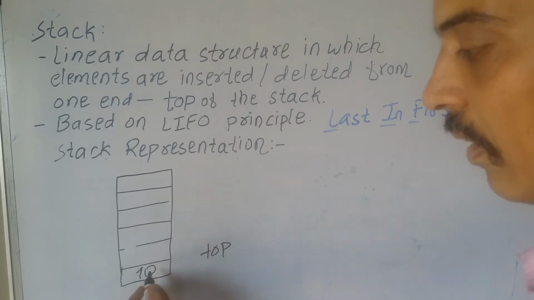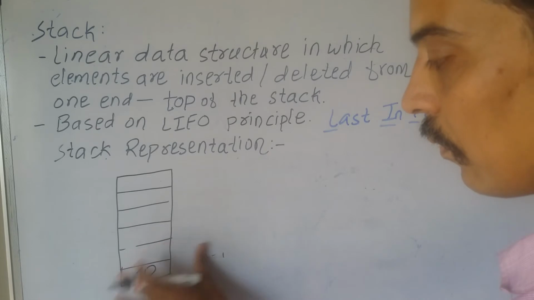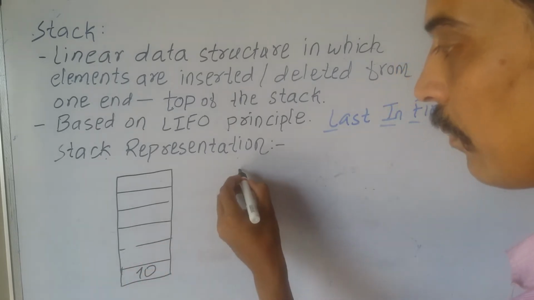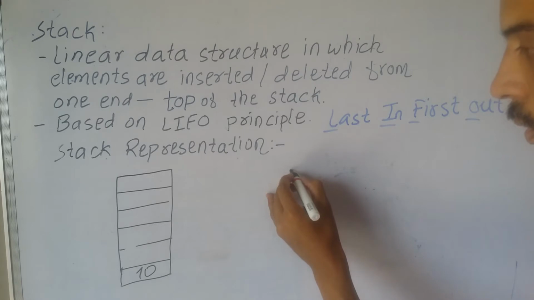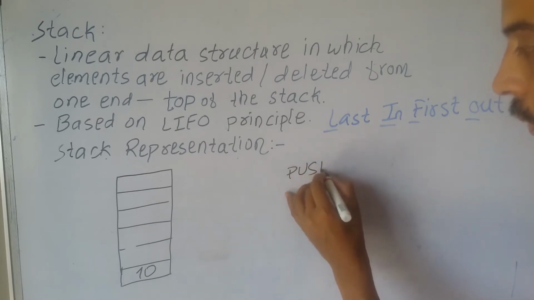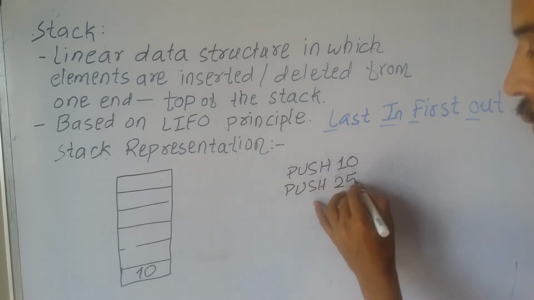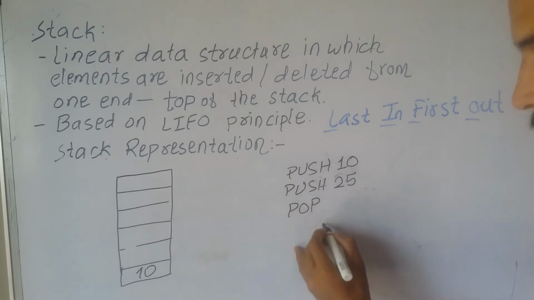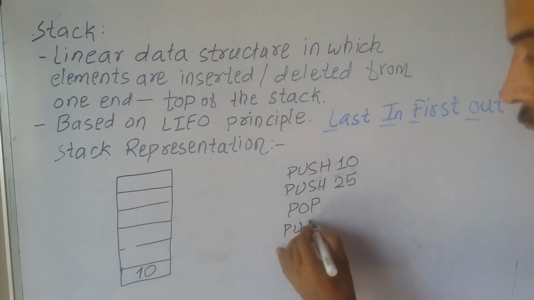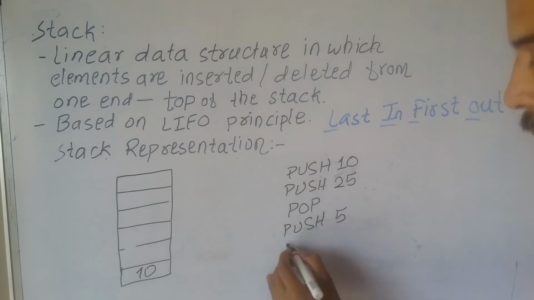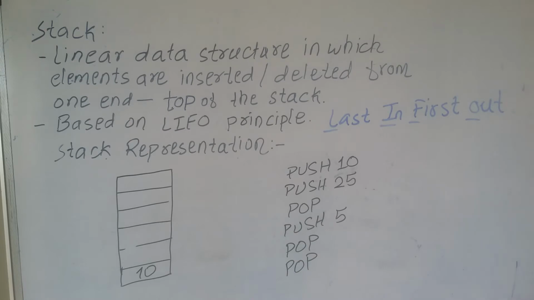For example, I will perform these operations: push 10, push 25, pop operation, then again push 5, then pop operation, again pop operation, like that. So I am performing six operations. In some I am pushing elements, and in some I am popping elements.